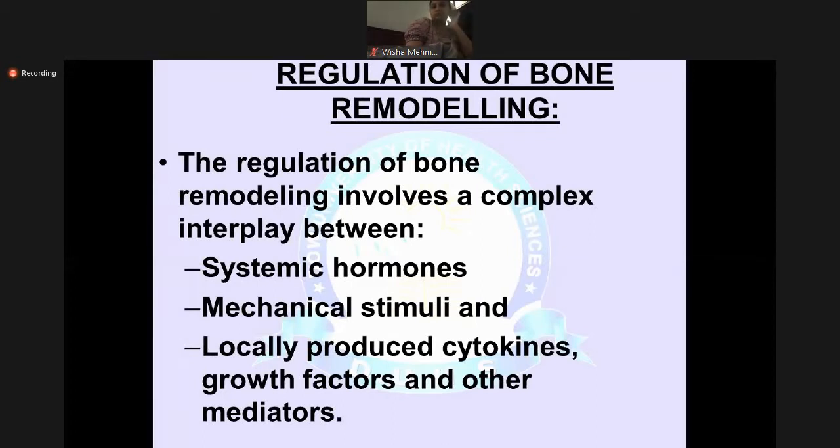Again, in adults, remodeling of bone is responsible for the maintenance of toughness of the bone. So it is responsible for the toughness of bone, and it is because of replacement of the old matrix by new matrix. That is, by this continued process, the resorption and formation, the old matrix is replaced by the new matrix. So the regulation of bone remodeling involves a complex interplay between systemic hormones, mechanical stimuli, and locally produced cytokines, growth factors, and other mediators.